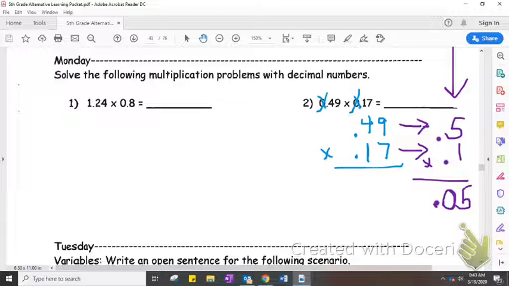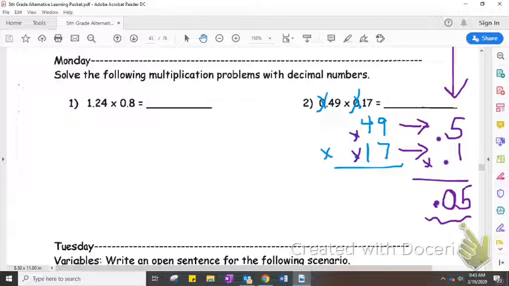Now, the whole point of what I just did off to the side is to get a good estimate so I know where to put the decimal point. Because now I'm going to multiply and ignore these decimal points. 49 times 17 is going to give me a pretty big number, probably in the hundreds. And I need to know at the end that my answer needs to be closer to 5 hundredths. Alright, so let's go ahead and multiply now.